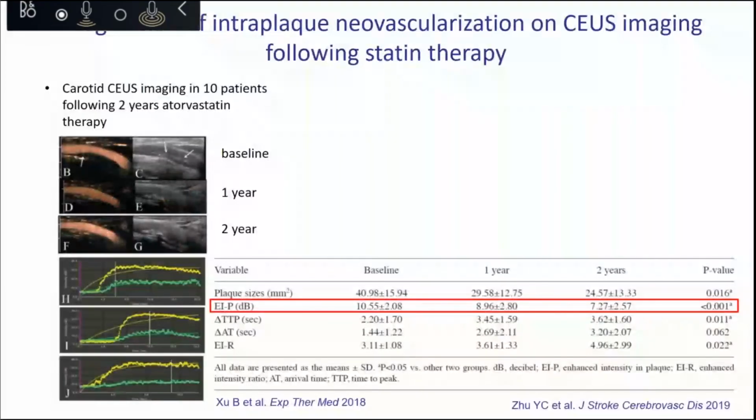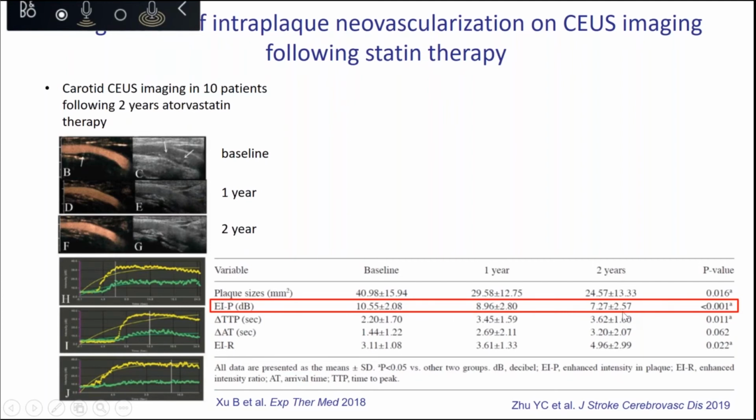There have not been so many studies looking at the use of intraplaque neovascularization contrast-enhanced ultrasound imaging following statin therapy for monitoring. There are a few small studies, here from a Chinese group, looking at 10 patients. They looked at a 2-year follow-up with atorvastatin therapy. They also measured vascularization within the plaque, and you see there seems to be a decrease of this vascularization over time.